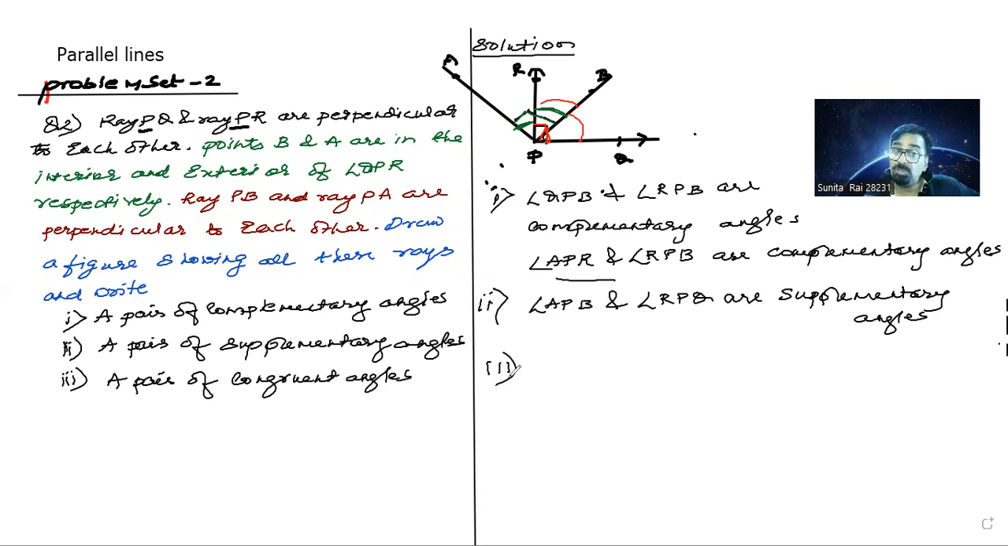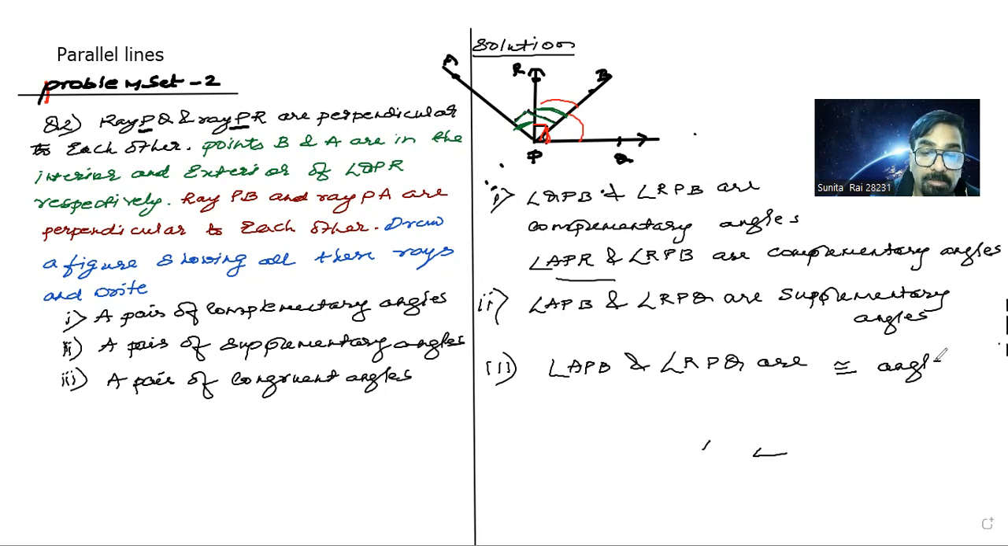जब दो angles का measure same रहेगा, उनको congruent angles बोलते हैं. So you can see the angle APB कितना है 90 डिग्री, angle RPQ कितना है 90 डिग्री, दोनों का measure same है. So angle APB and angle RPQ are congruent angles. Are you getting here? Angle APB and angle RPQ are congruent angles, okay?